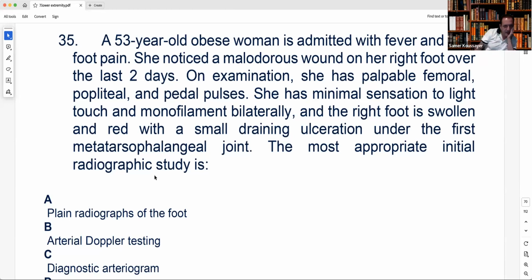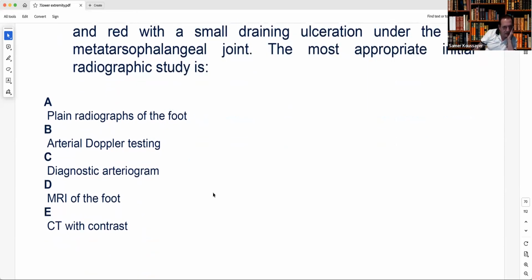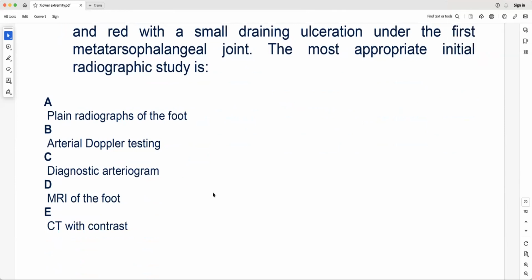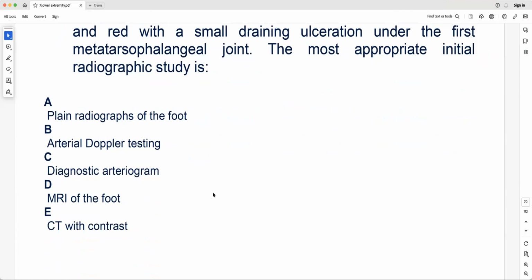All right, so what is the next step you're going to do? Let's say one by one. Plain radiographs of the foot. This is correct. Okay. Arterial Doppler testing. The patient has palpable pulses, so no vascular issue in this patient. Okay. Diagnostic arteriogram. No need for that either.